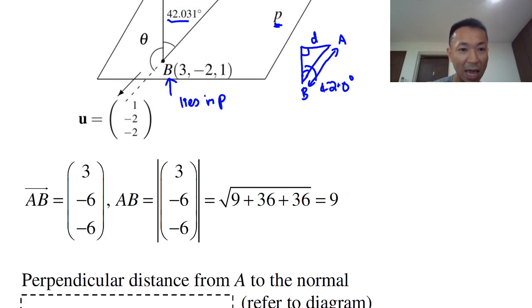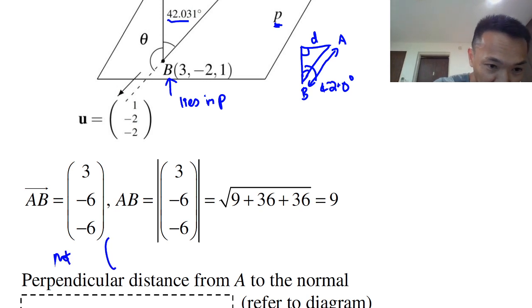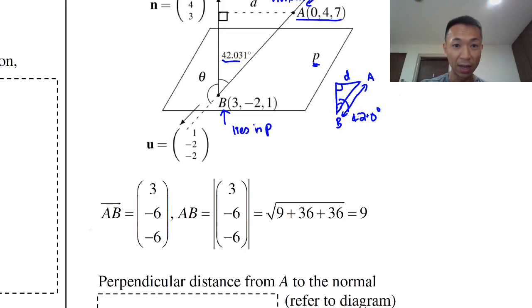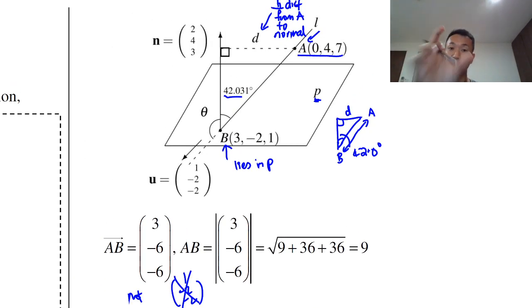Alright. AB is not difficult. Vector AB is 3, minus 6, minus 6, which we found earlier. But do not reduce it to 1, minus 2, minus 2, because AB is now a vector and I just want to find the length of AB. So the length of AB you calculate, you get 9. Correct? Magnitude of a vector, you get 9. So now I tell you this is 9.